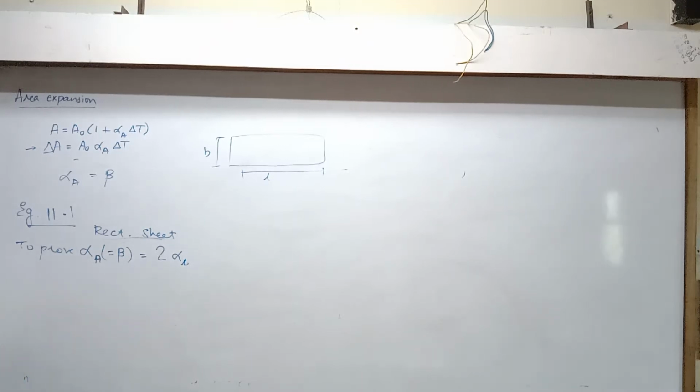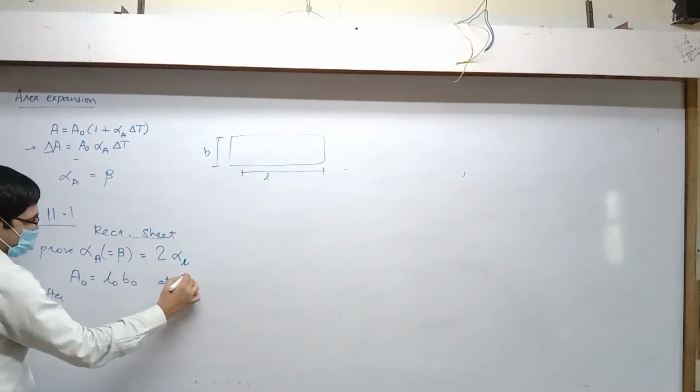So let's see how it's going to work. There are a few ways to do it. One is to use some geometry, right? And the other is to simply ignore the shapes and everything and just go by differentiation, right? Okay, let's see. First differentiation. It's very simple. We know that the area of any object A0, like a rectangular plate, should be equal to L0 B0, correct or not? So let's say this is at temperature T0.